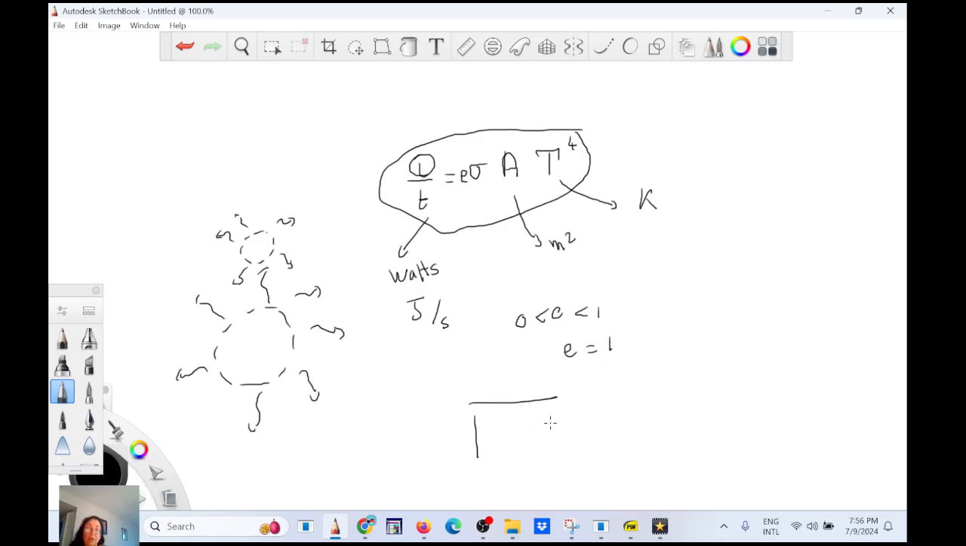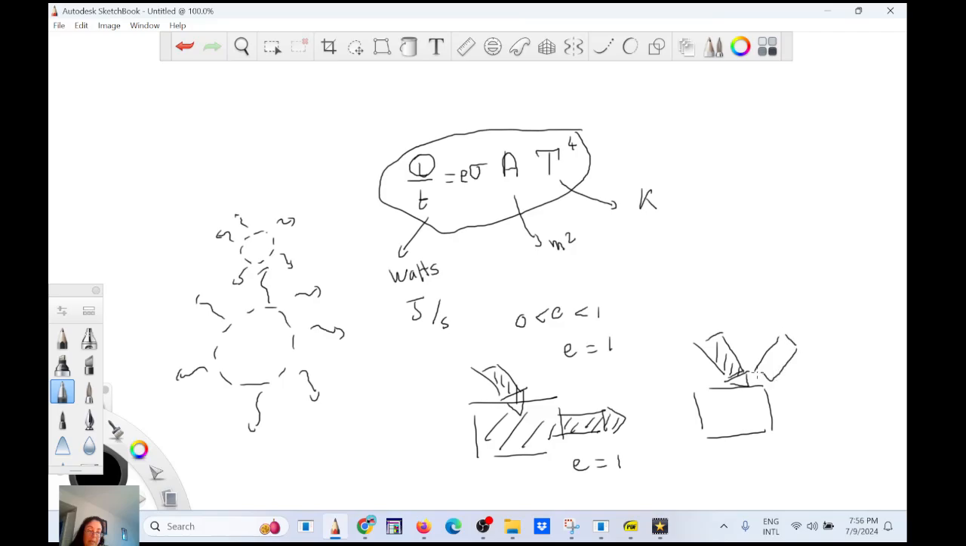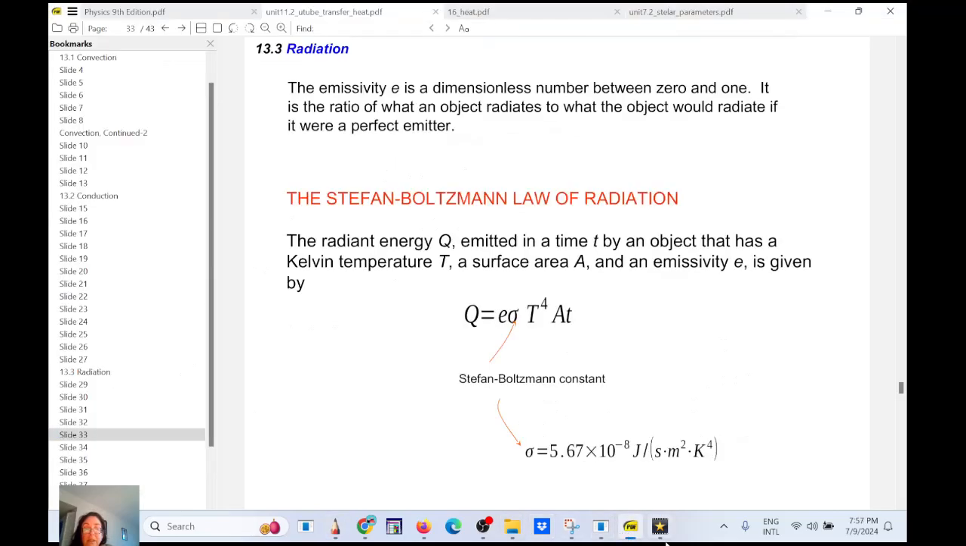So for example, if you have a black box, everything that the box is absorbing will be emitted to the environment. So it's in thermal equilibrium, then E equals 1. If you have a white box, that means radiation here is totally reflected, so nothing is absorbed, then E equals 0. Usually it's in between, but for stars, you can say E equals 1. Now the constant here will be the Boltzmann constant.